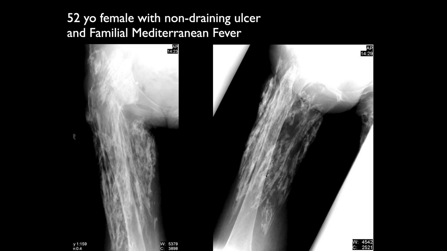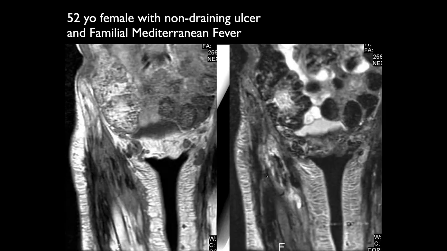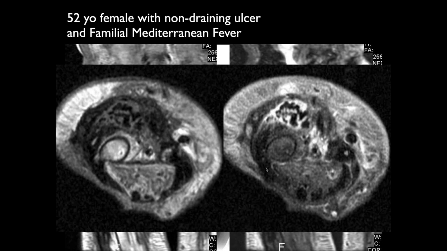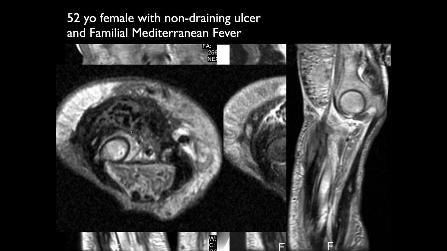So, female with non-draining ulcer and familial Mediterranean fever. I see just sheet-like calcifications throughout the soft tissues of the right thigh. And then here on the MRI, we can see those low signal intensity foci compatible with calcifications within the anterior and posterior thigh musculature.